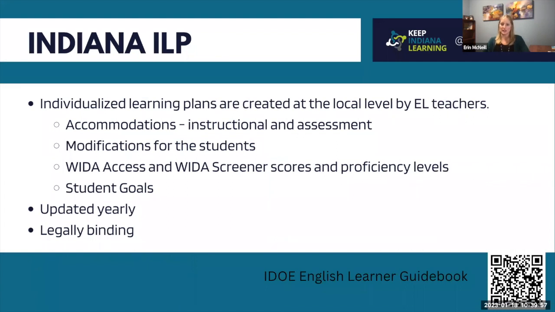After a student is tested, teachers will receive an ILP, or individualized learning plan. Indiana has an ILP system, and those ILPs are created at the student's school and contain these elements: instructional and assessment accommodations, any modifications for students, WIDA Access and/or WIDA screener scores and proficiency levels, and student goals. These are updated yearly and they are legally binding. There is more information about ILPs in the IDOE English Learner Guidebook.